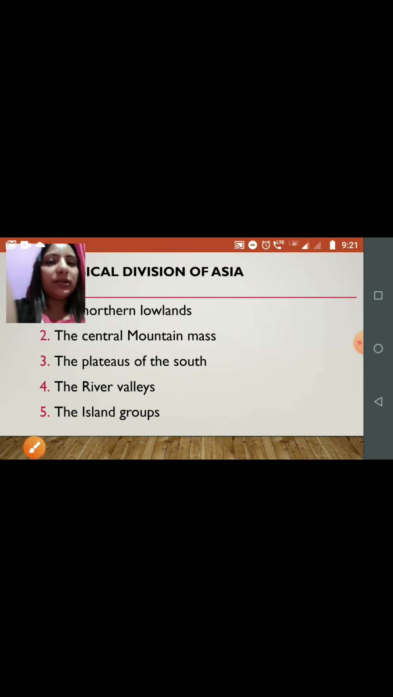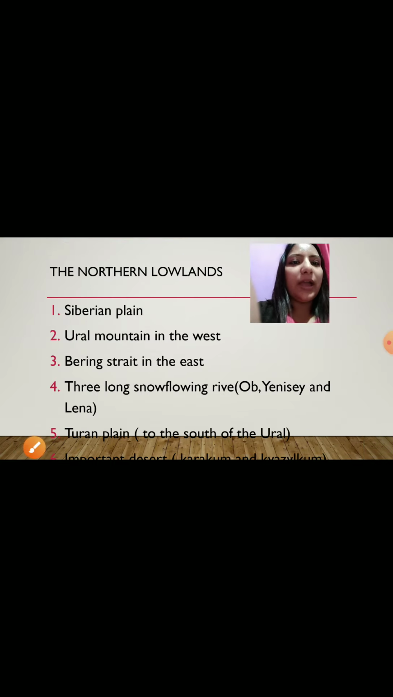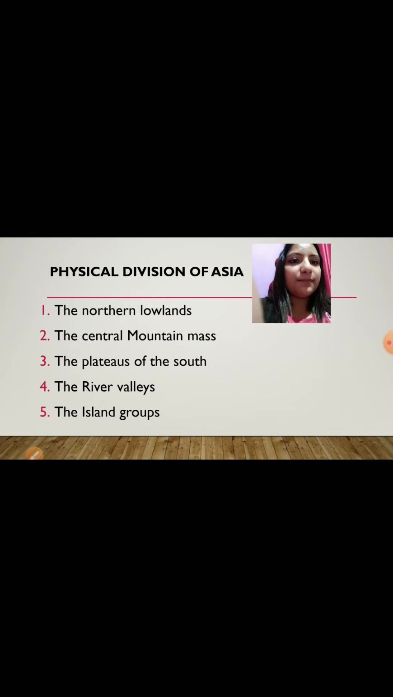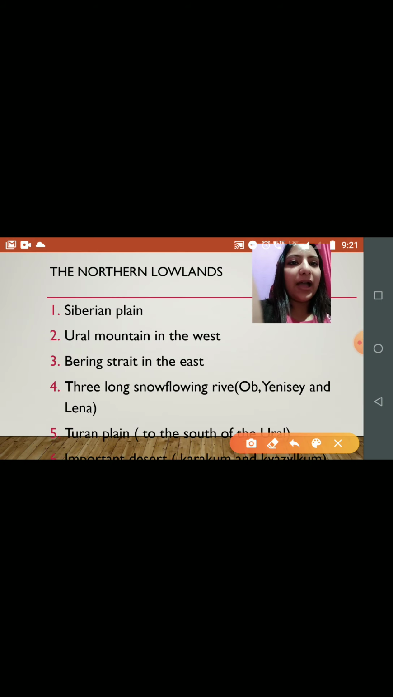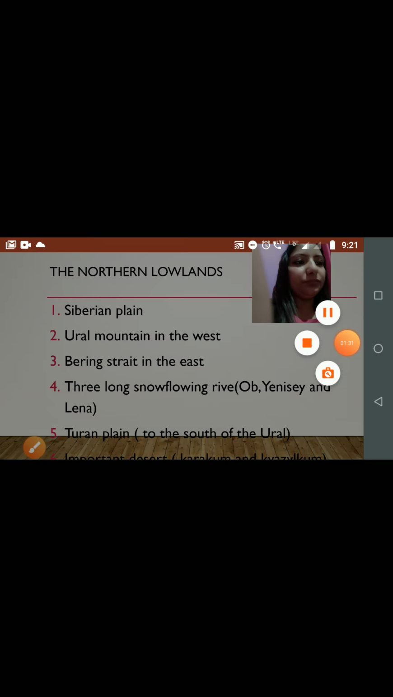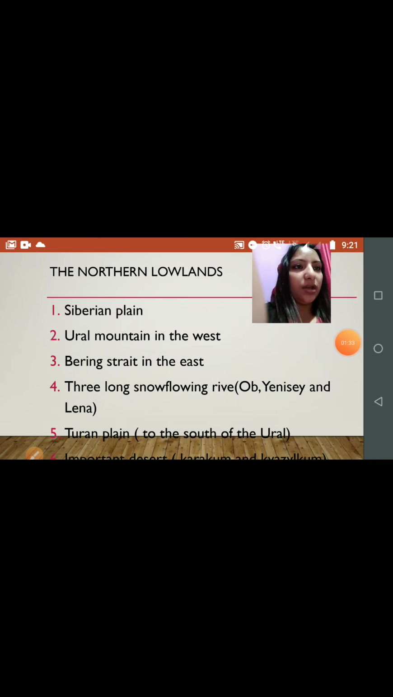So now let's have a look at the northern lowland. In the northern lowland, you will get six types of different features: the Siberian plain, the Ural mountains, the Bering Strait in the east, the three long snow-fed rivers, the Turan plain and the important deserts of Karakum and Kizilkum. Now through the map we will try to see all these features.